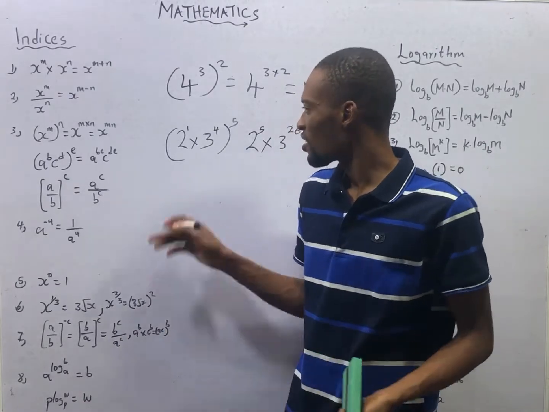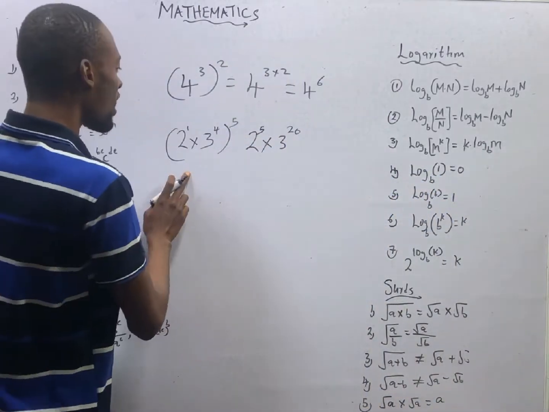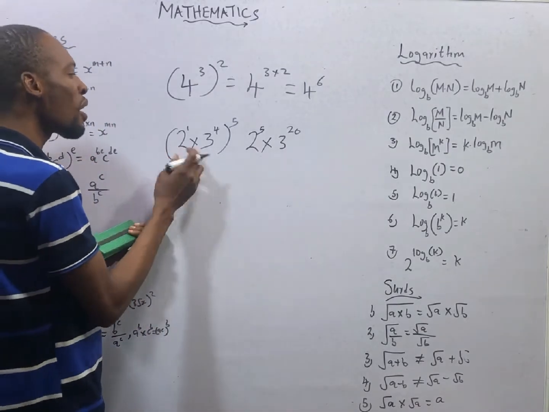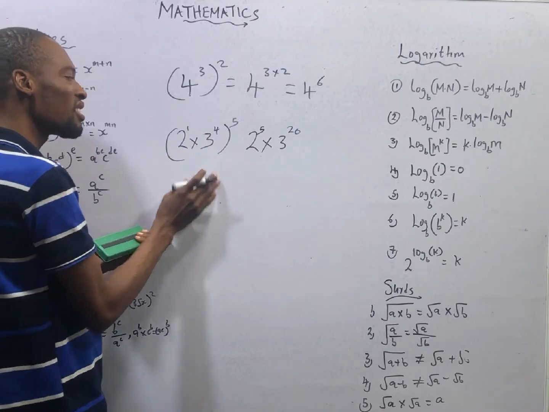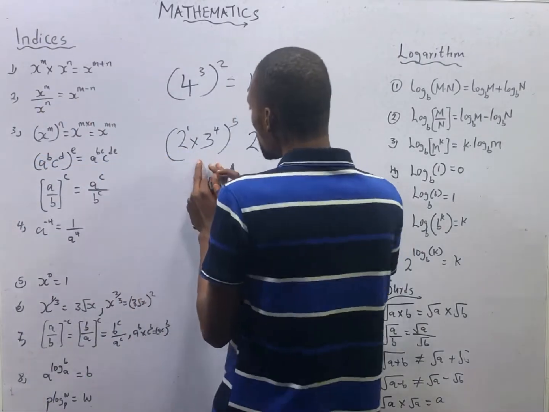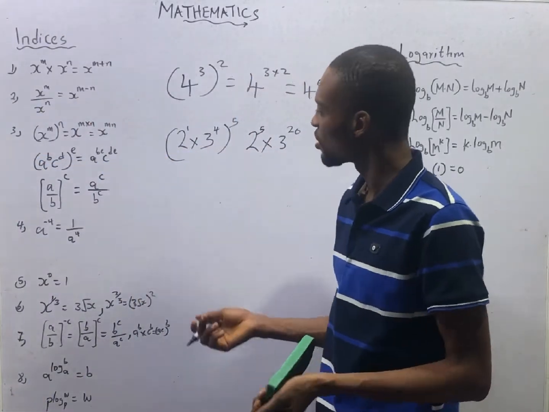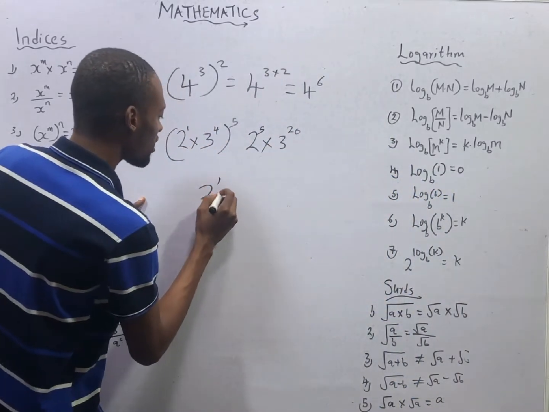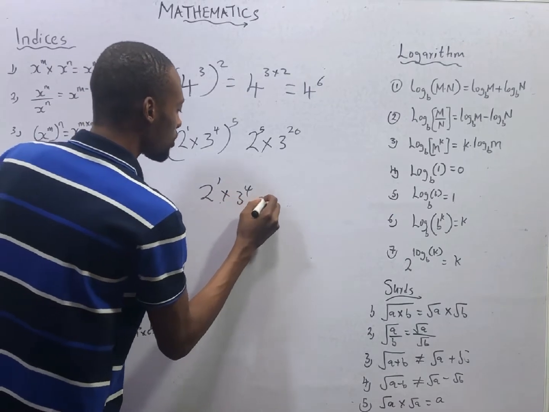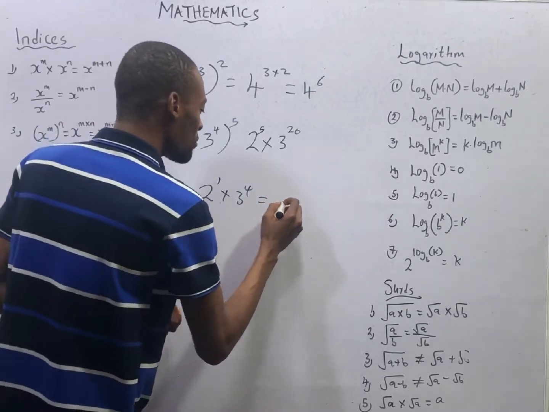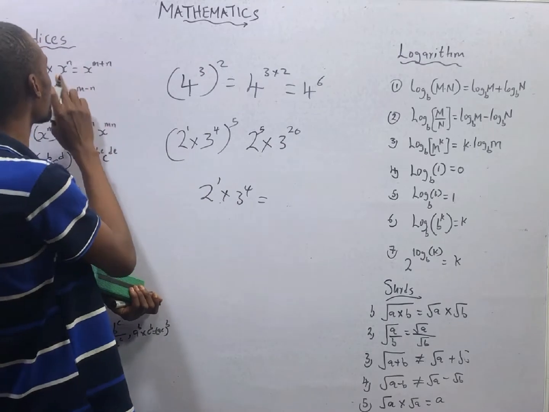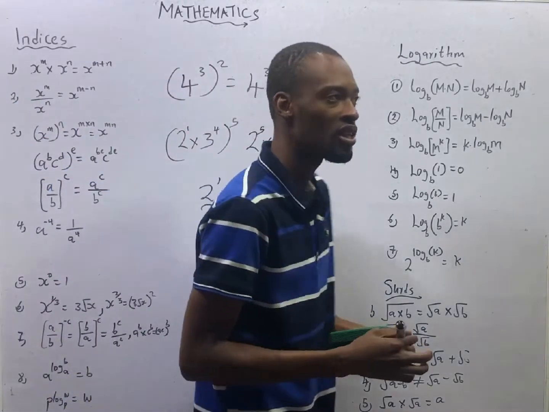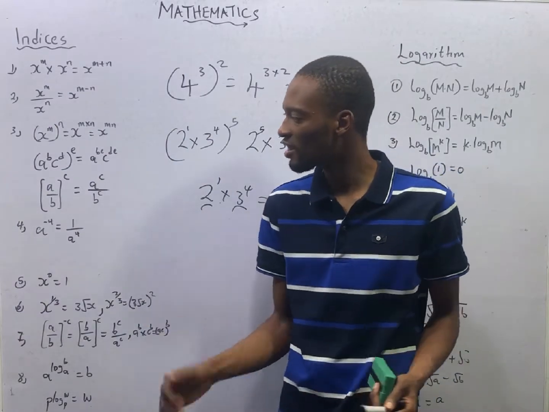And here also, if you're applying law 1, you can say the bases are different, obviously. So law 1 will not work. Law 1 only works when the bases are the same. So for different bases, you apply this law. And if you have just 2 raised to the power of 1 times 3 raised to the power of 4, you cannot do something like this, adding the powers. The bases are different. You only add powers when the bases are the same.